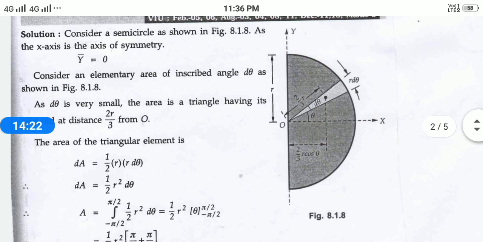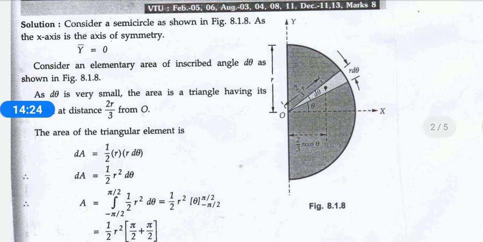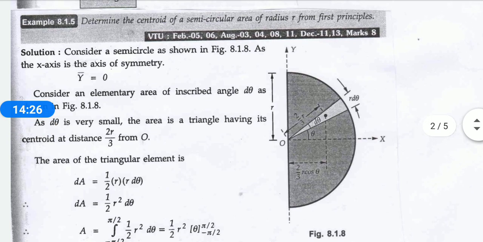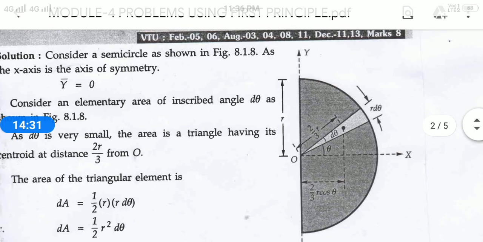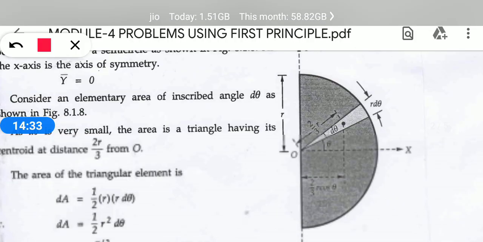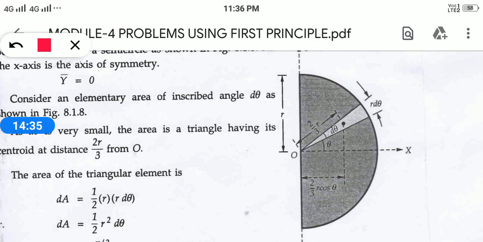So now we have to consider what is our dA. Area will be equal to half into b into h, because it is your triangular element. Now consider what is your b and h. To find dA, half is your formula, b is your this r, and height will be your this r into d theta. This will define you the area.